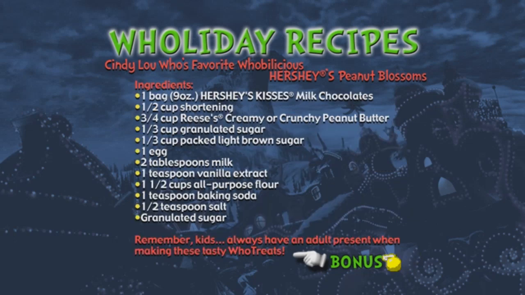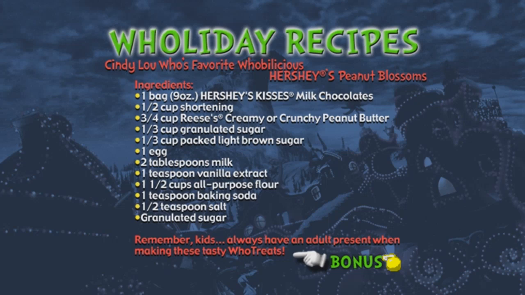Holiday Recipes, page 5 of 5. Cindy Lou Who's favorite Whobalicious Hershey's Peanut Blossoms. Ingredients: 1 9-ounce bag of Hershey's Kisses milk chocolates, 1/2 cup shortening, 3/4 cup Reese's Creamy or Crunchy peanut butter, 1/3 cup granulated sugar, 1/3 cup packed light brown sugar, 1 egg, 2 tablespoons milk, 1 teaspoon vanilla extract, 1 1/2 cups all-purpose flour, 1 teaspoon baking soda, 1/2 teaspoon salt, granulated sugar. Remember, kids, always have an adult present when making these tasty Who treats.